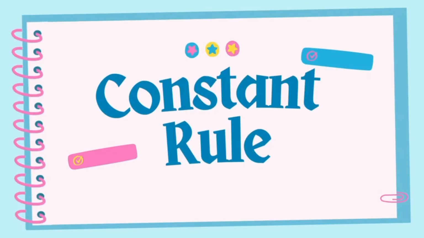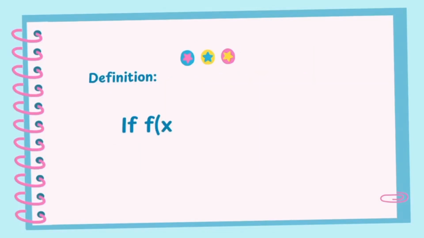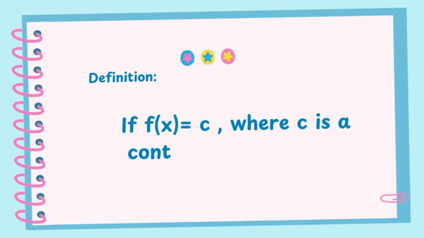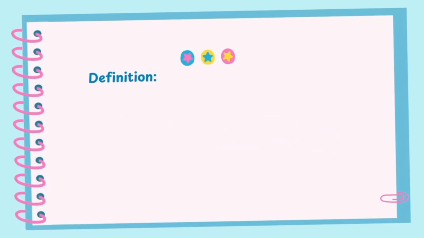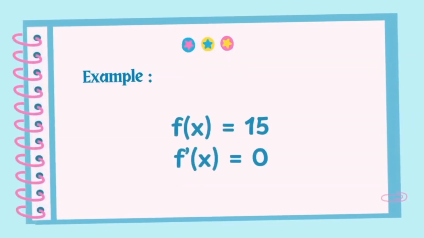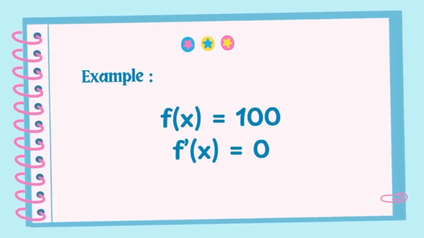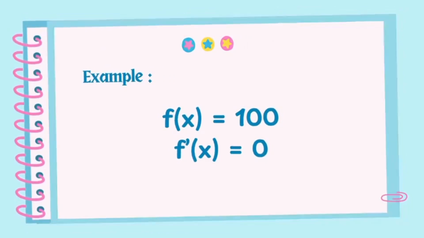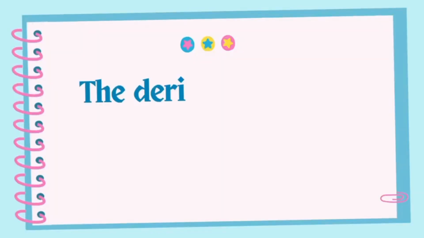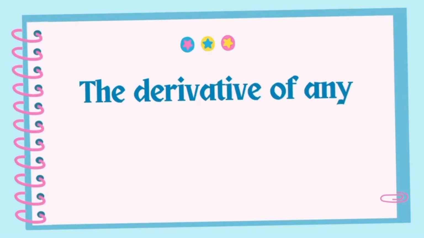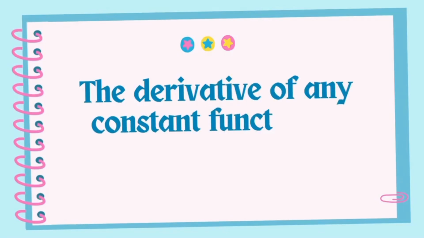Rule number 1. The constant rule. If f of x is equal to c, where c is a constant, then f prime of x is equal to 0. Example, f of x is equal to 15, f prime of x is 0. f of x equals 100, f prime of x is equal to 0. In layman's terms, the derivative of any constant function is always 0.